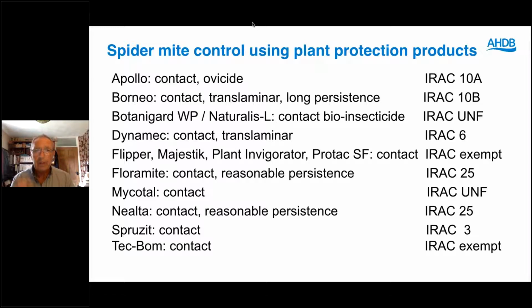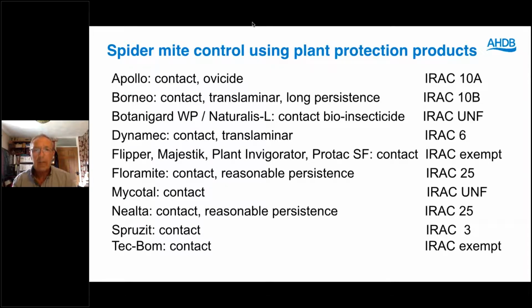Borneo is a contact, translaminous product that moves through the plant. This will kill eggs. Look at the IRAC code numbers, 10A, 10B, so they're very closely related. Borneo will also make the adult female sterile. So it prevents any further egg laying, but doesn't kill the adults. It has an effect on the molting stage. So spider mites, as they molt, it can kill those out. It has an off-label approval for protected crops or protected ornamentals.